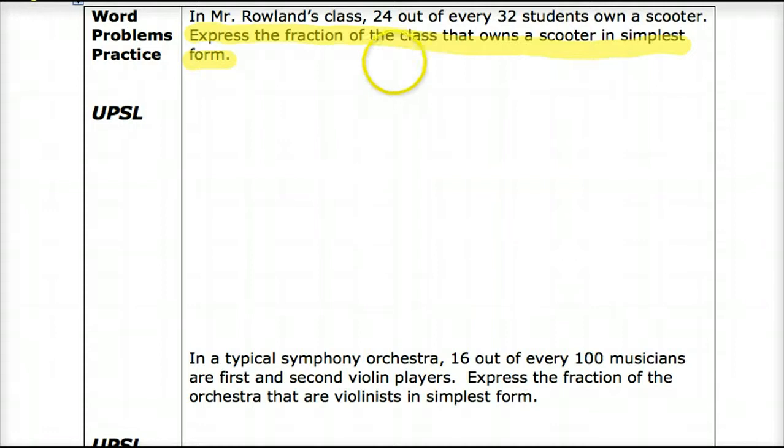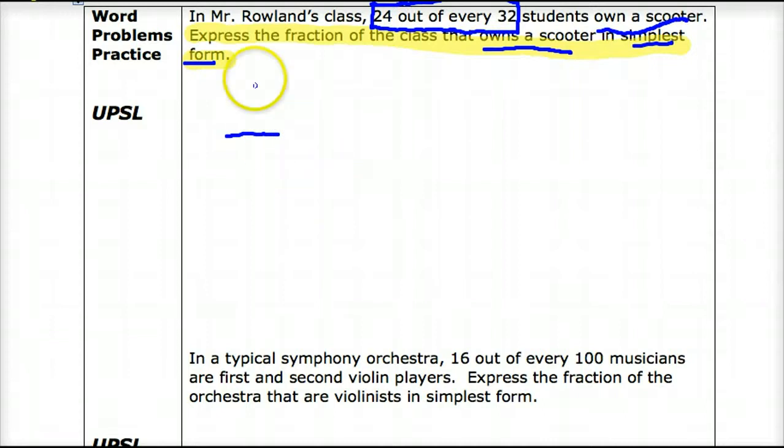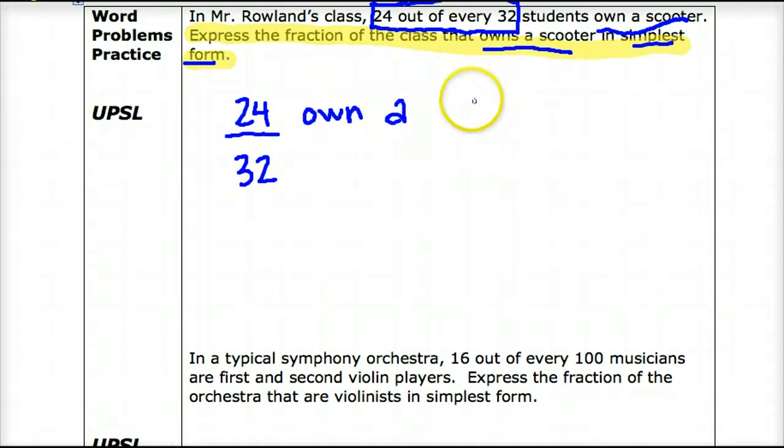So, marking our keywords, we know that 24 out of every 32 students owns a scooter, and they want us to express the fraction of the class that owns a scooter in simplest form. So knowing that "out of every" tells us that we have a fraction bar listed, and we know that 24 out of 32 students owns a scooter. So we know that 24 own a scooter.